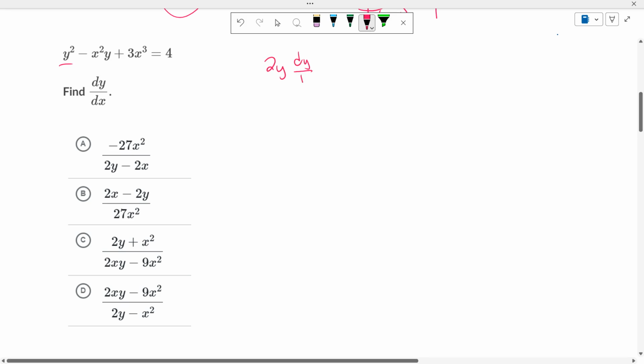2y dy/dx. Minus, what's the derivative of this? Well, this is all of a sudden the product rule. I have a negative x squared times a y. So it's minus x squared times the first derivative of y, which is dy/dx, plus y times the first derivative of negative x squared, which is negative 2x. Plus 9x squared equals, what's the first derivative of 4? 0.